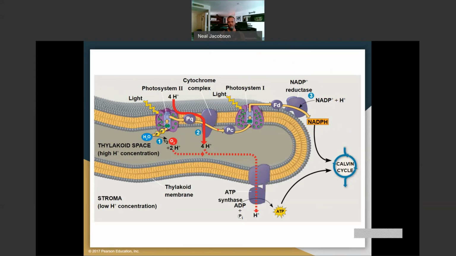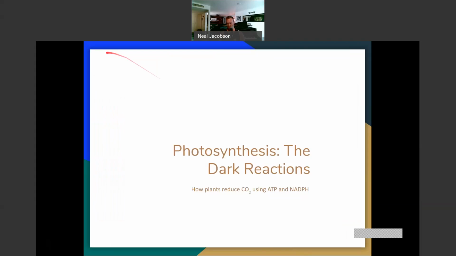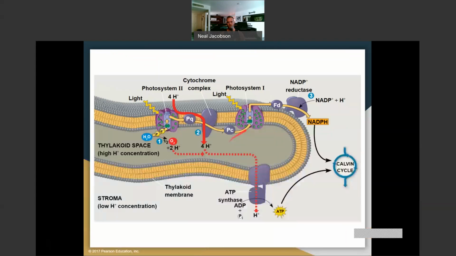Now remember, let's zoom in a little bit. So let's deal with these protons too. We've got the light harvesting complexes, photosystem 2 and photosystem 1. They're solar panels. They're capturing electrons from water, charging them up. The electrons are powering these proton pumps that pump protons into this space in the middle here.